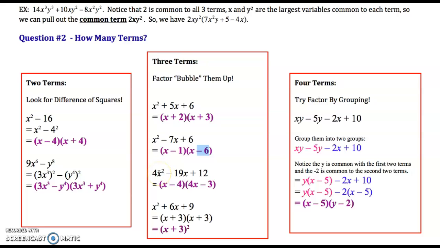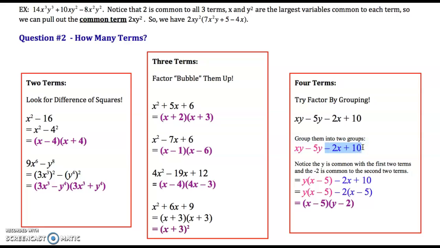For a problem like this, 4x squared minus 19x plus 12, since this is not a 1 out here, this would be a good one to use the AC method for. It would save you just a lot of time. In the AC method, you use factoring by grouping. So if you have 4 terms, you want to try factoring by grouping. So what you want to do, you want to factor into 2 sections. You want to split it in half, the first half and then the second half.